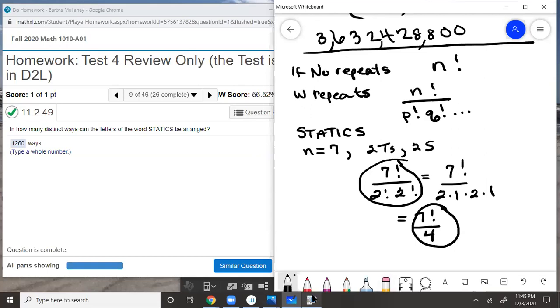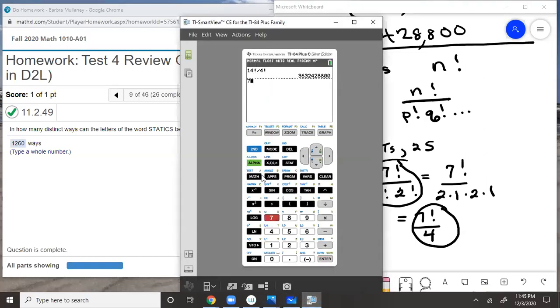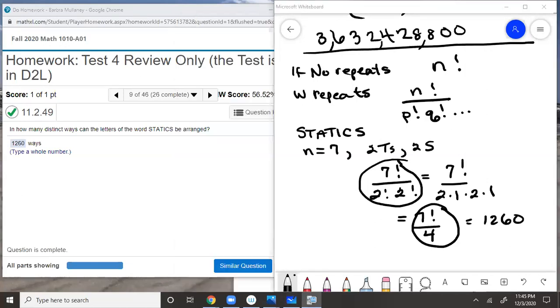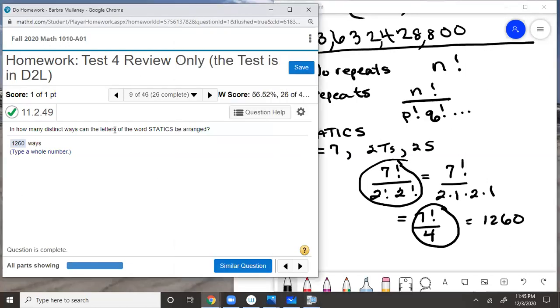So we're going to get our calculator. 7 factorial divided by 4, and the answer is 1,260. Okay, so that's how many ways that the letters of the word statics can be arranged.